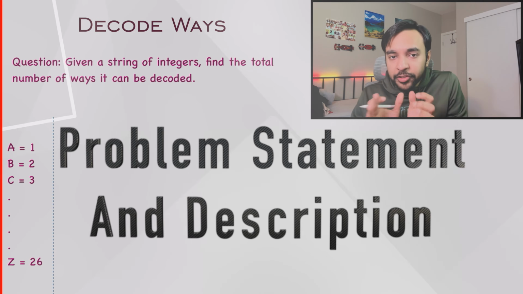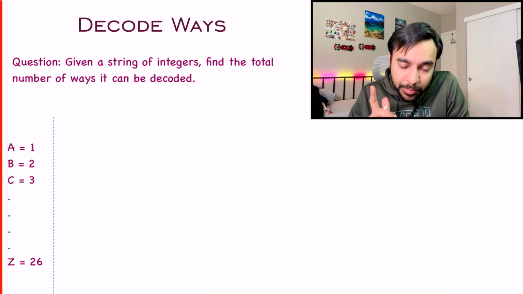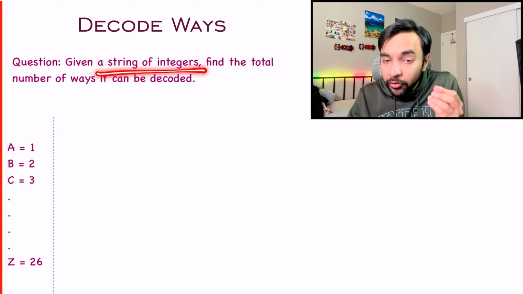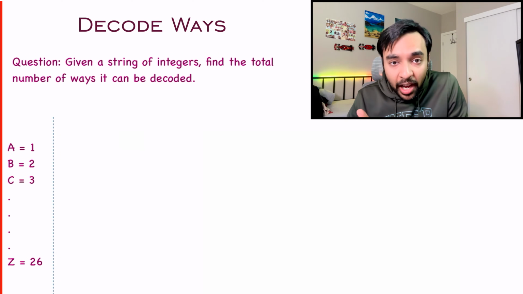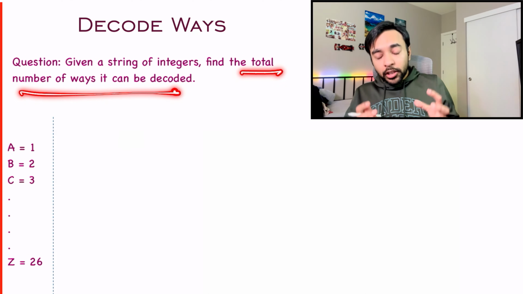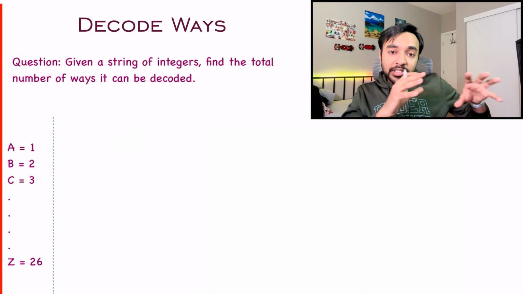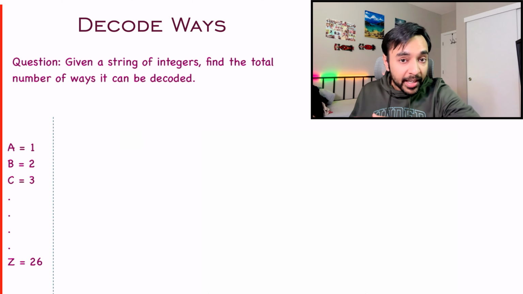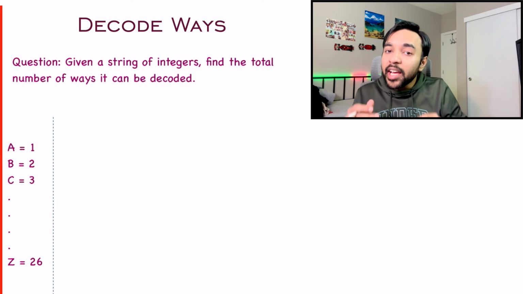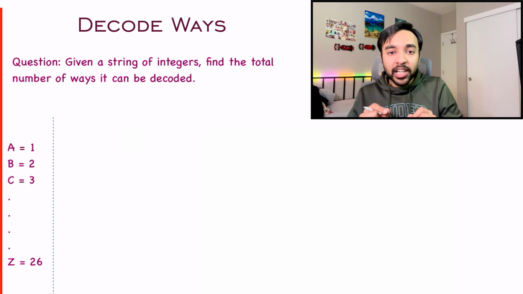First of all, let us make sure that we are understanding the problem statement correctly. In this problem, you are given a string of integers and you have to tell me the total number of ways it can be decoded. Once you hear the term decode, that means this string has already been encoded, correct? So how was it even encoded in the first place? Well, that information is also provided.